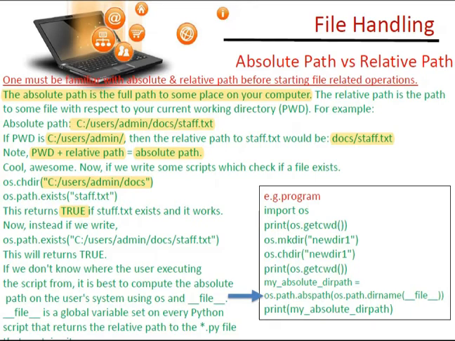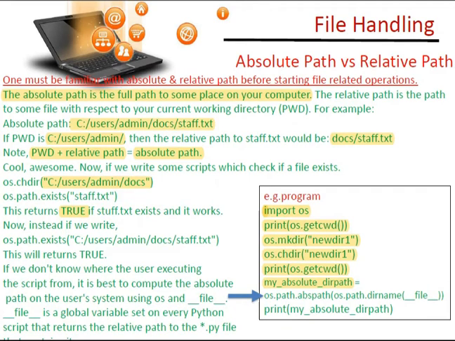One example they gave here: import os, then print os.getcwd(), so it will show the current working directory. Then os.mkdir('new directory'), it will make a new directory in the current working directory. Then print os.getcwd() again. Then I will take a variable and equate it to the absolute path, using the function abspath, of the directory name path. Then print my absolute directory path, it will print the full path for that.